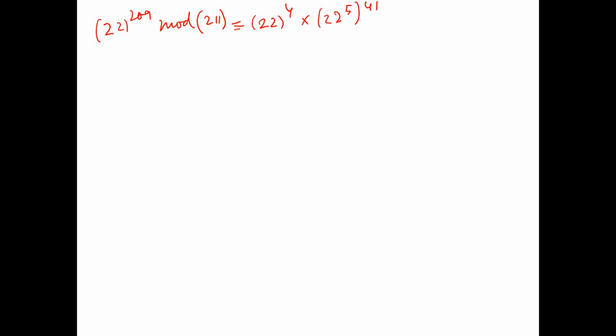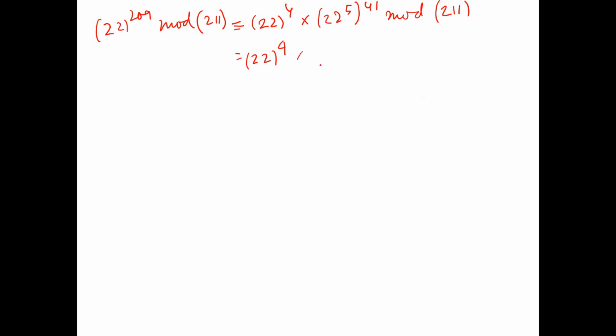What we have is 22 to the power 5, that is in the bracket. Can you quickly find me 22 to the power 5? What is the answer we are getting? Take mod 211 along with it. So this will come as 211. I'm keeping 22 to the power 4 as it is. We will compute it later also.